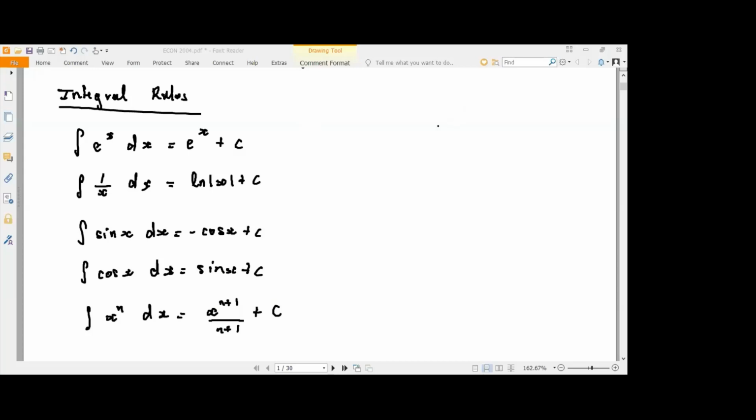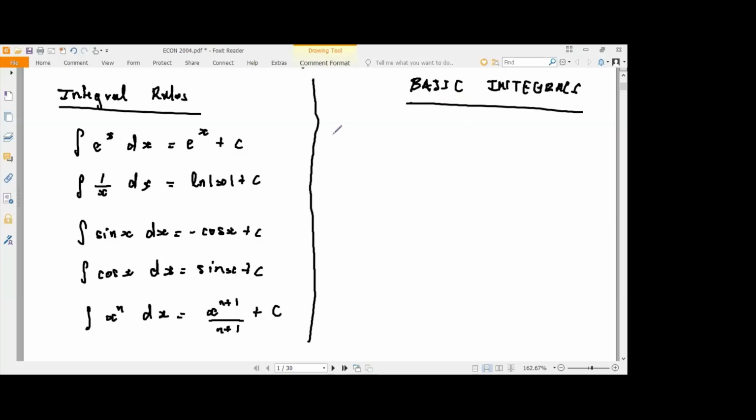So what we're going to do now is start with some basic integrals. I call them basic because they're very easy, but they demonstrate how you can actually integrate. We're going to start with indefinite integrals first. For the first example, we're going to look at the integral of 2x squared plus x plus 1 over x squared dx.